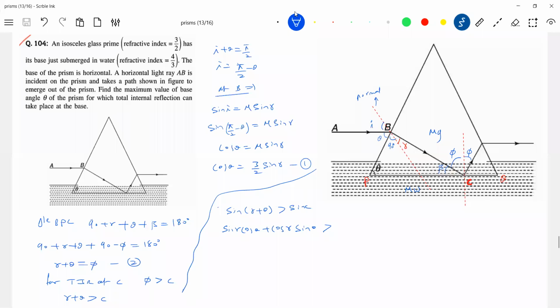Shall we write it like this? No. Sin r, we can write in terms of cos theta. Sin r will be 2 by 3 cos theta. This is cos theta. Cos r will be root of 1 minus sine square r.